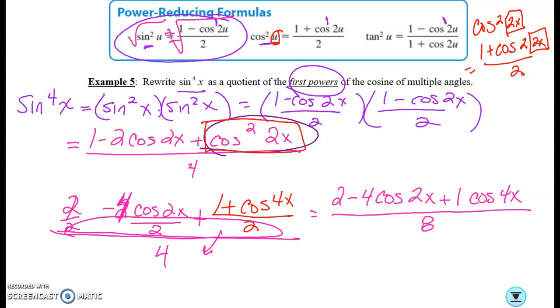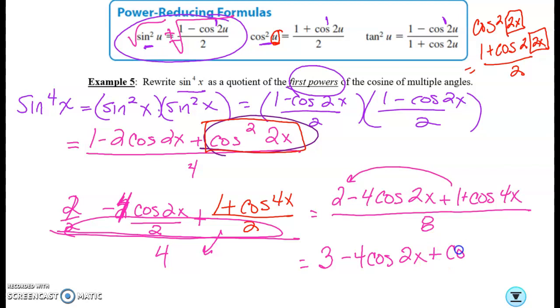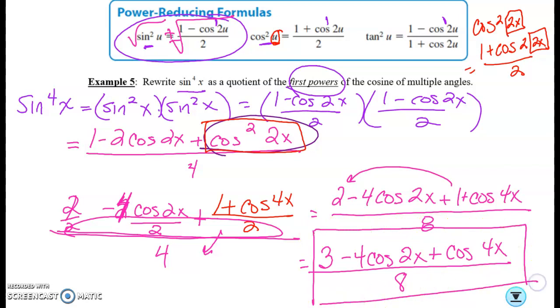And then finally we can combine some like terms here. So that would become a 3. So 3 minus 4 cosine of 2x, I missed a plus in here, plus the cosine of 4x, and that's all divided by 8. And there's your final answer. So again, this is now taking something that was a product and writing it as a sum or a difference. And this will be something that you will need to do next year in calculus when you do your integrals.